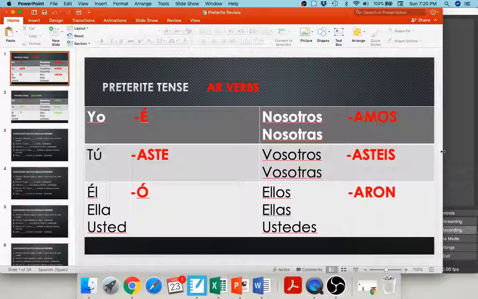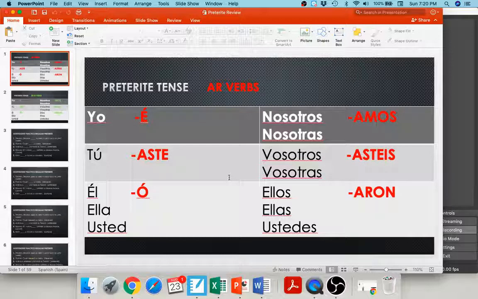So she walked to the store last night. He watched Netflix yesterday, so on and so forth. As we look at conjugating the preterite, first we're going to talk about regular preterite verbs. To conjugate preterite verbs that end in AR, we're going to remove that AR and add the following endings: é, aste, ó, amos, astes, aron for an AR verb.